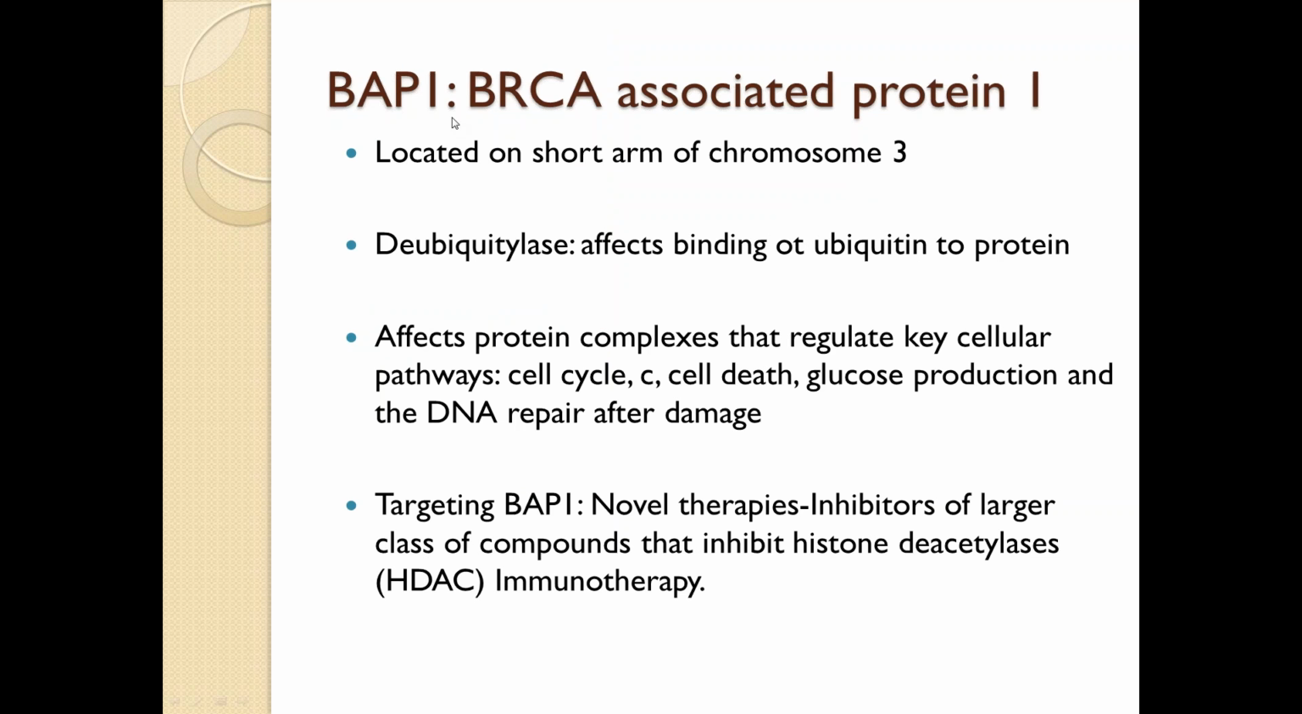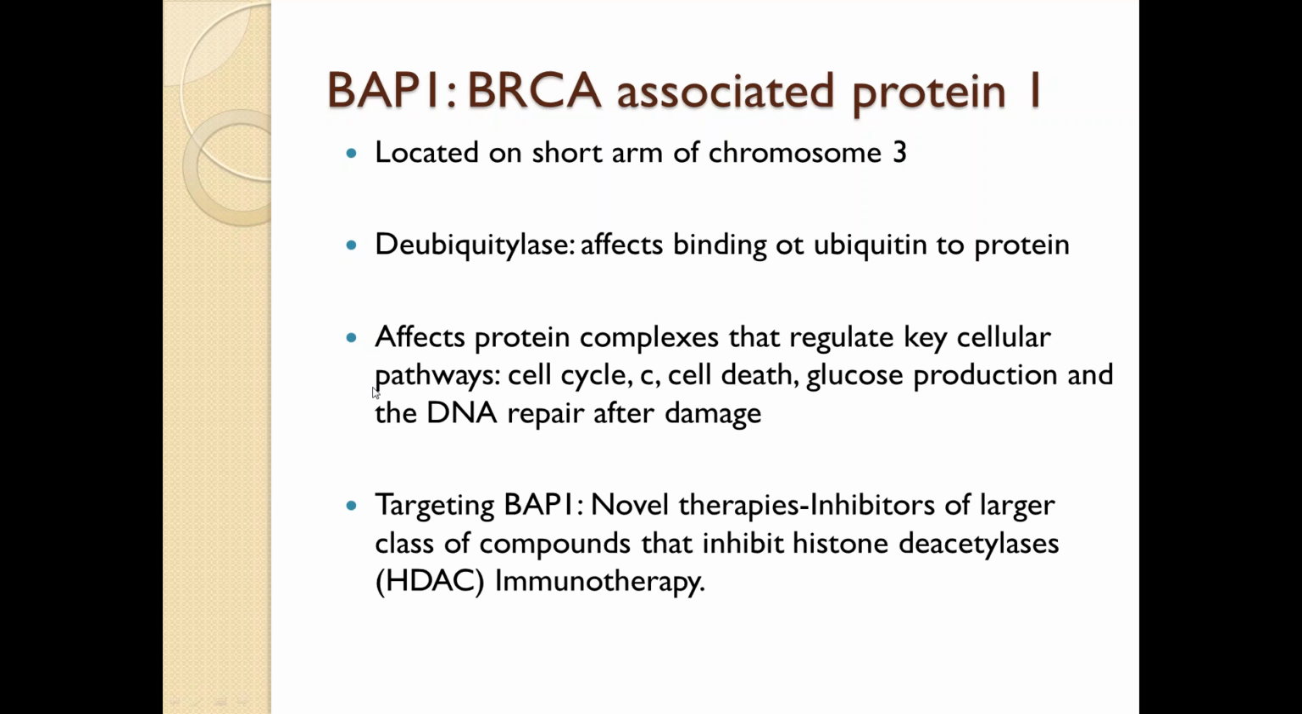So what does BAP1 actually do? BAP1 is BRCA associated protein 1, and it is located on the short arm of chromosome 3. If you look at the definition of what it does, it is defined as a family of deubiquitinases. So proteins are bound to a specific ubiquitin moiety, and this ubiquitin is responsible for protein degradation. Deubiquitinases affect the binding of protein to ubiquitin.